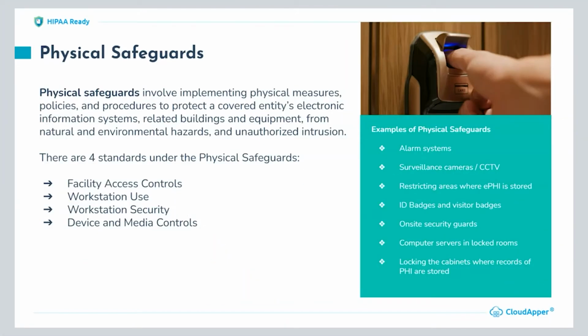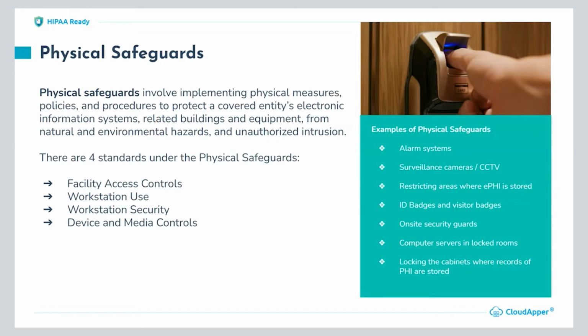The physical safeguards involve implementing physical measures, policies, and procedures to protect a covered entity's electronic information systems, related buildings, and equipment from natural and environmental hazards and unauthorized intrusions. There are 4 standards under the physical safeguards: facility access controls, workstation use, workstation security, and device and media controls.